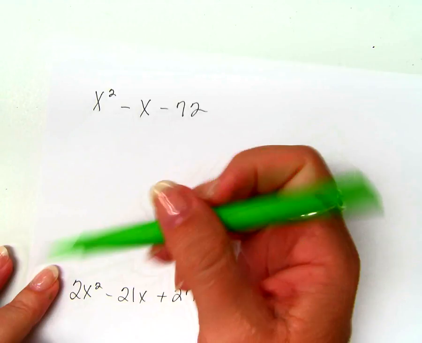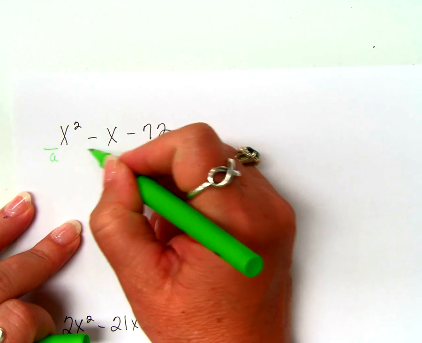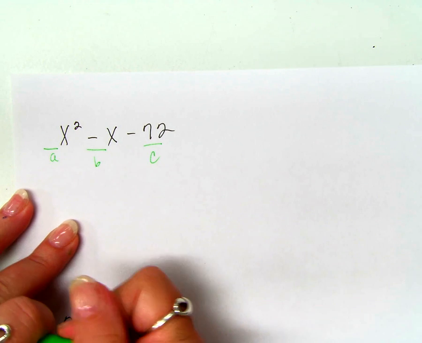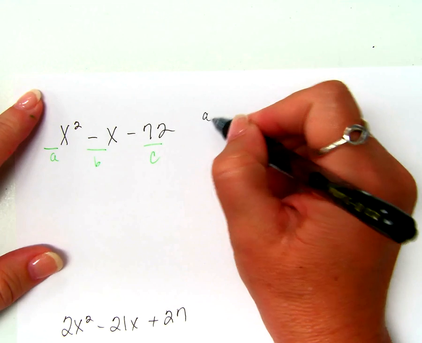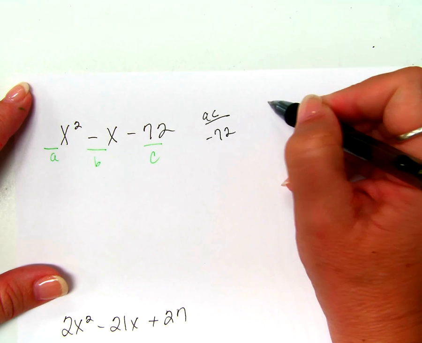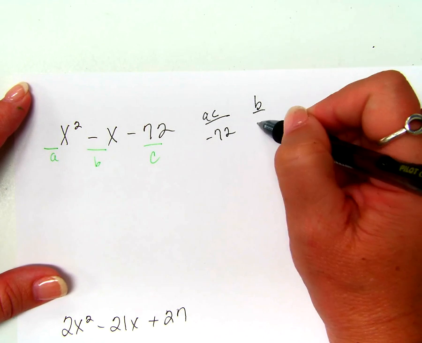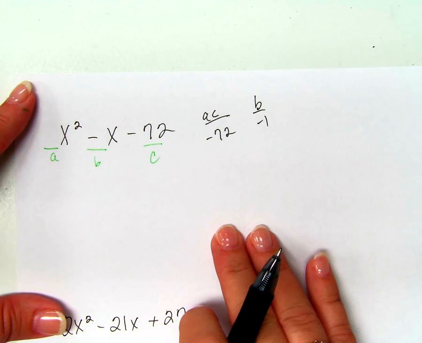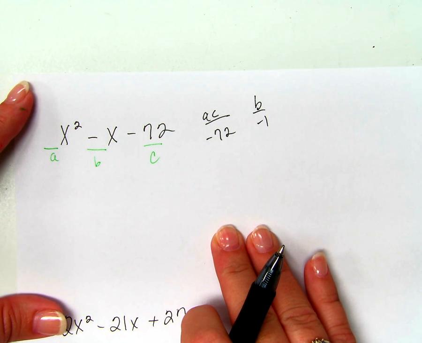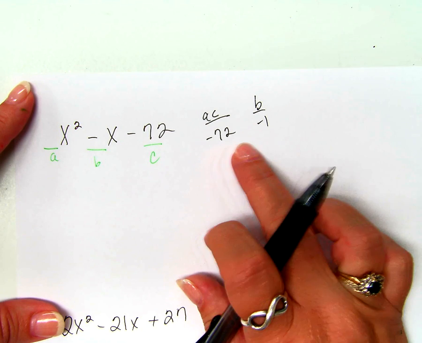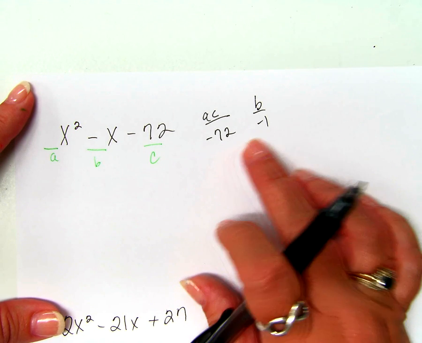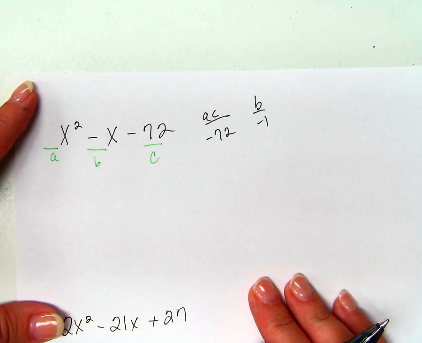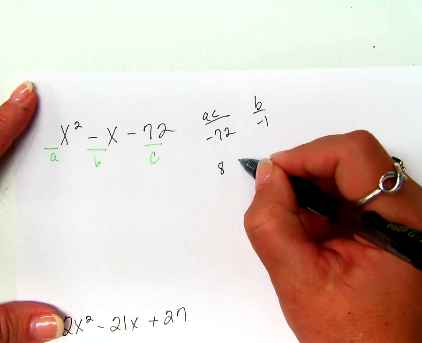A, B, and C, right? Here's A, here's B, here's C. So what is AC in this problem? AC is negative 72. And what's B in this problem? Negative 1. Okay? So do I need to list all the factors for you, or can you kind of figure that out as we go? Figuring it out as we go? Okay? So tell me what the factors of AC are that are going to multiply together to give me negative 72 and add to give me a negative 1. 8 and negative 9?